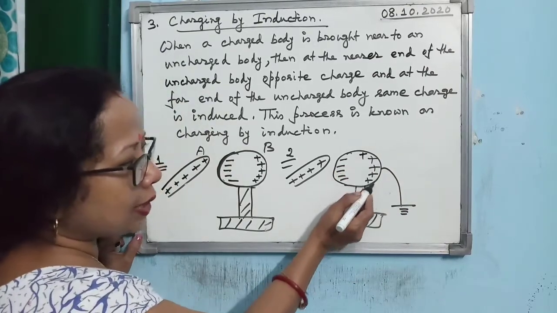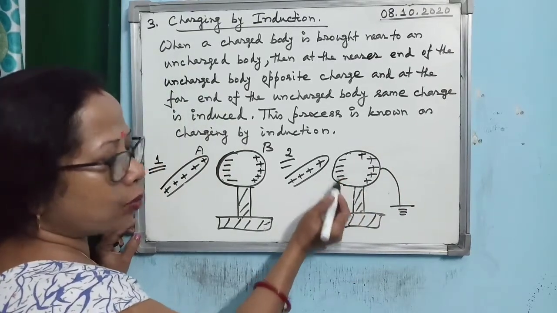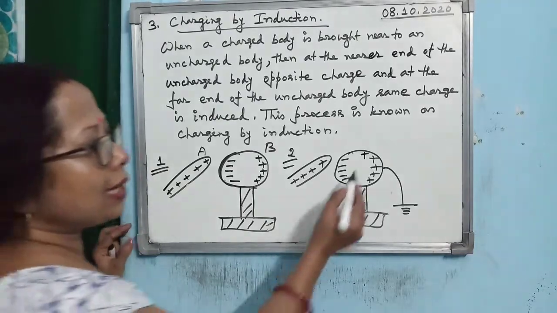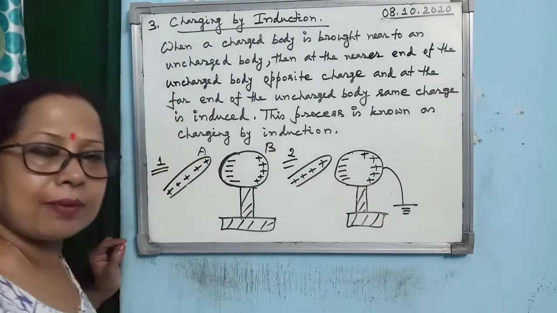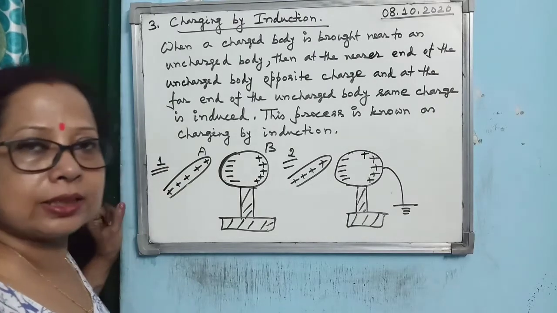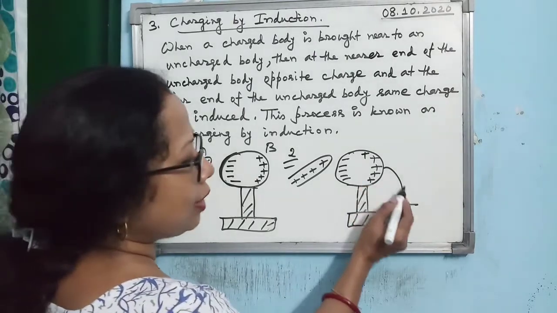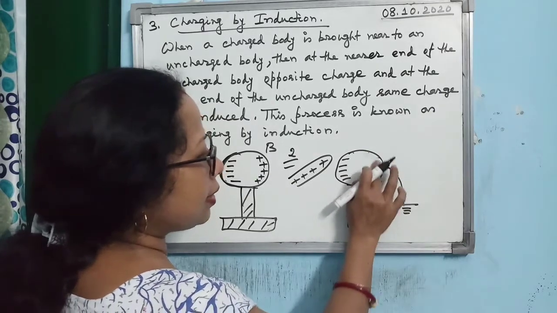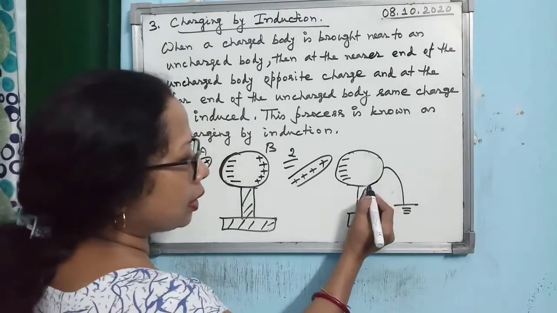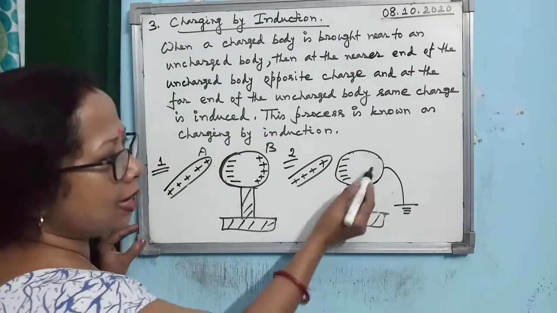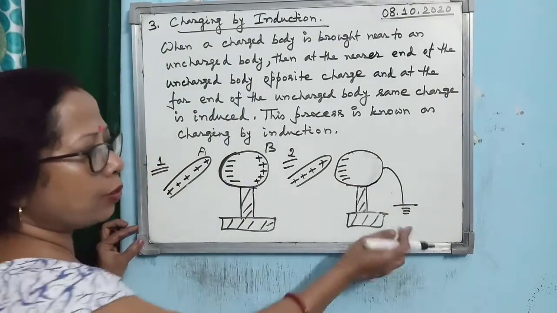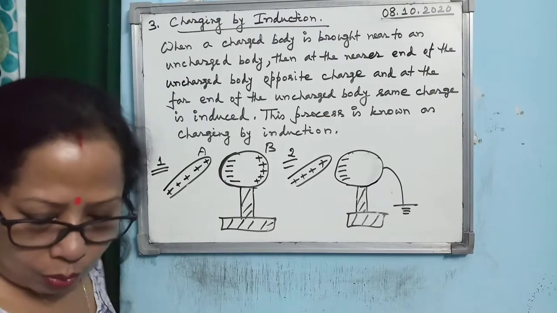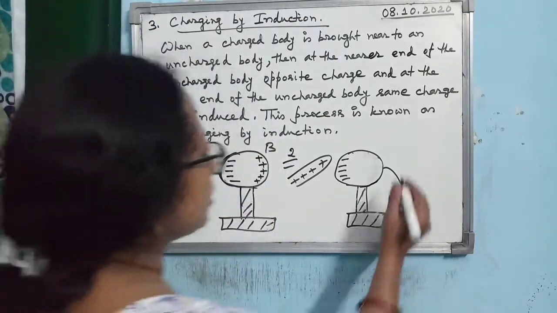The near end charges are known as the bound charge, and the far end charges, the same type of charges, are known as the free charge. So these free charges will go to the ground, means they will be lost. The moment you connect to the ground, these far end charges go to the ground and are lost.